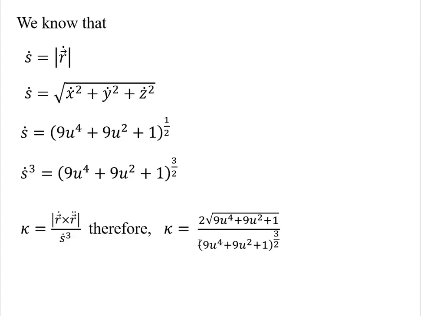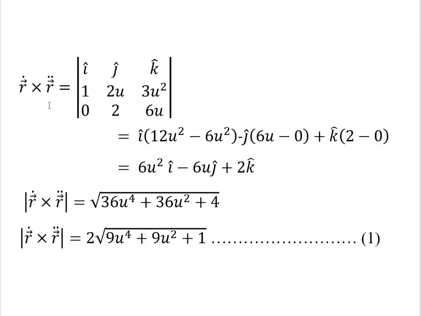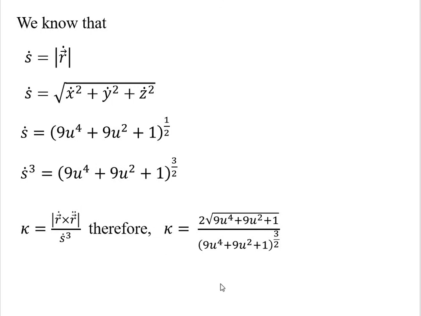So therefore we will get 2 into the square root of 9u power 4 plus 9u square plus 1. We know that s dot equal to mod r vector dot, where r vector dot is the square root of x dot square plus y dot square plus z dot square. Therefore s dot equal to 9u power 4 plus 9u square plus 1, whole power 1 by 2. S dot cube means whole power 3 by 2. Substituting the r vector cross r vector double dot value and the s dot cube value, kappa equal to 2 into the square root of 9u power 4 plus 9u square plus 1 divided by 9u power 4 plus 9u square plus 1, whole power 3 by 2.